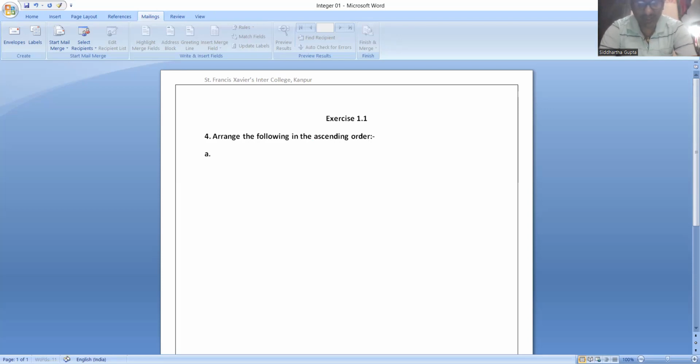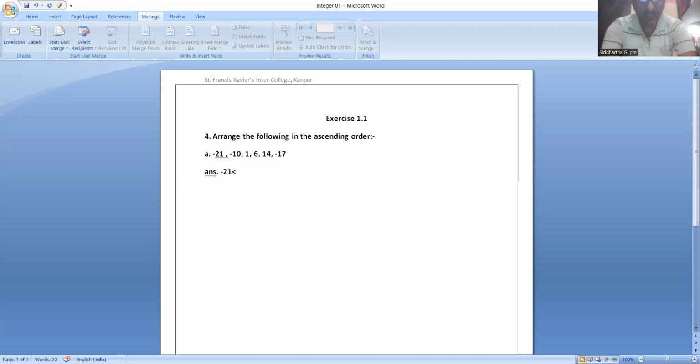So the first question given is minus 21, minus 10, 1, 6, 14 and minus 17. So what is the answer of this? You know that we have to find the smallest number. Negative numbers are always smaller than positive numbers, and we have 3 negative numbers, that is minus 21, minus 10 and minus 17. So as you know, minus 21 is the smallest number.